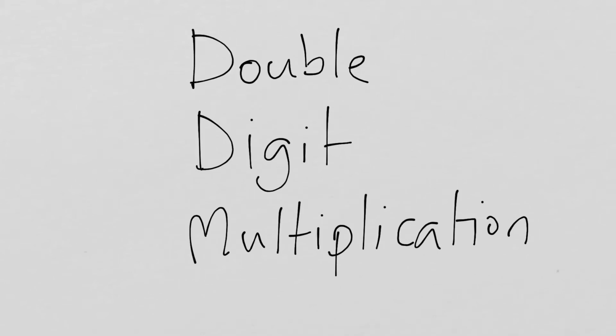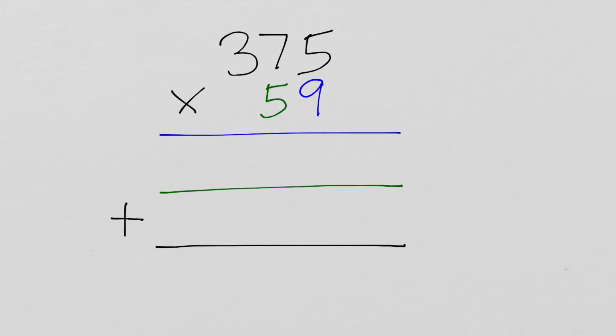Okay, so we're going to talk about double-digit multiplication today. Double-digit multiplication is similar to single-digit multiplication. If you take a look at a problem like this, in single-digit multiplication, we would just be multiplying the 9 times the 5, then the 9 times the 7, then the 9 times the 3, and that would be written down here. We might carry some numbers up there and add them back in, but that's what we'd be doing.